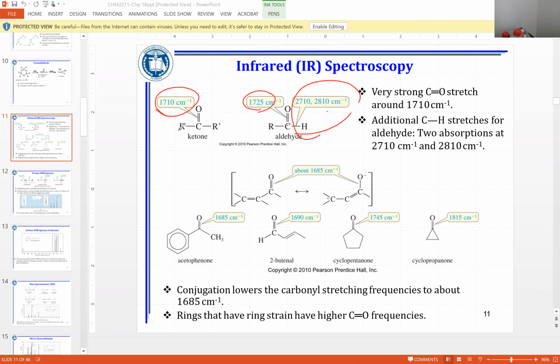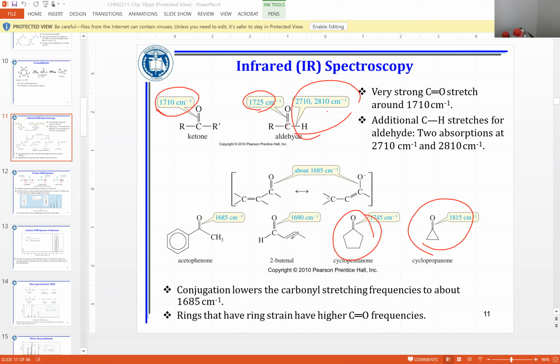For ketone, it's just a 1700 or 1710. If it's a cyclic ketone, the CO double bond in the cyclic system is going to have a higher number. For cyclopropanone, it's even much higher than the cyclopentanone.